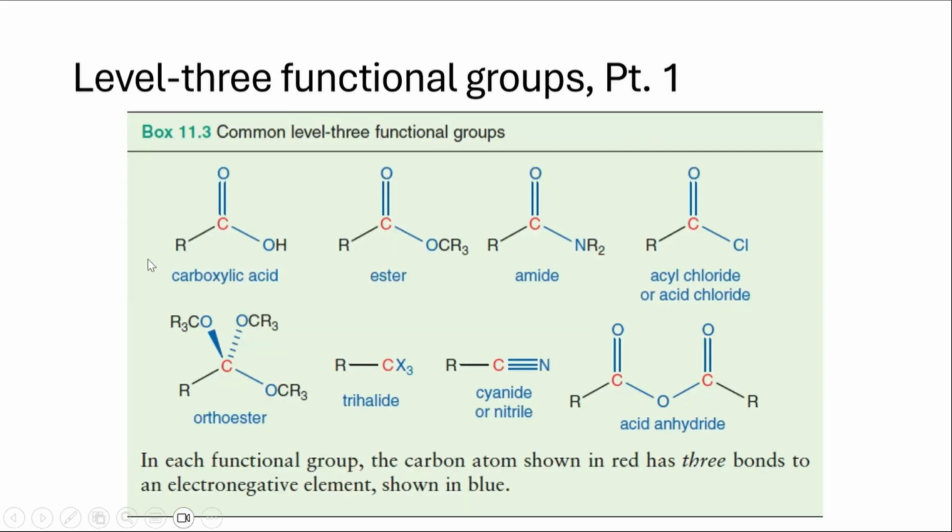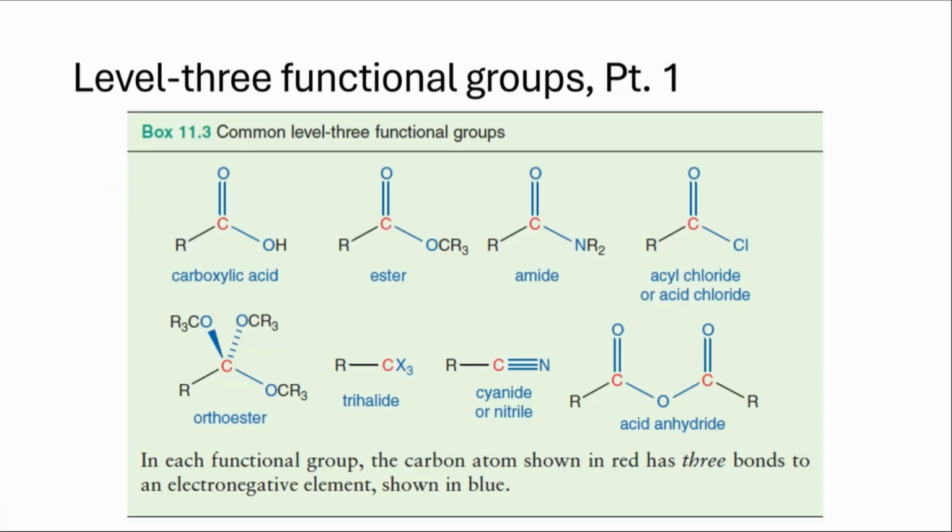So right here are level 3 functional groups. This one is known as the carboxylic acid. It's C double bonded to O and also bonded to a hydroxyl group. And you can see it's also bonded to an R group. An ester is almost the same thing as a carboxylic acid, but that oxygen that's singly bonded to that carbon, instead of also being bonded to a hydrogen, is bonded to another carbon.